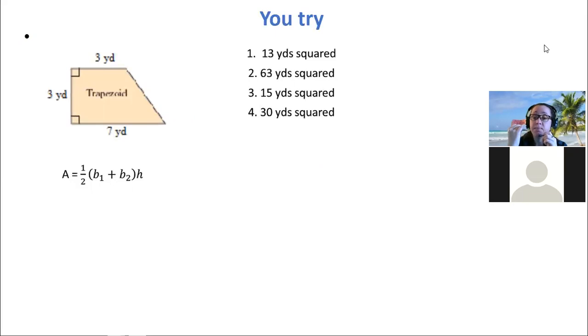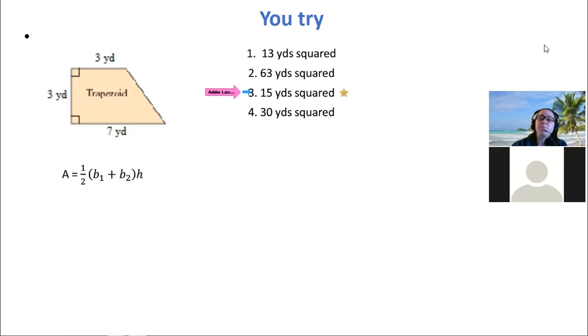Are we calculating? Good job, guys. Oh, no problem. Are you on a Chromebook? That happens.